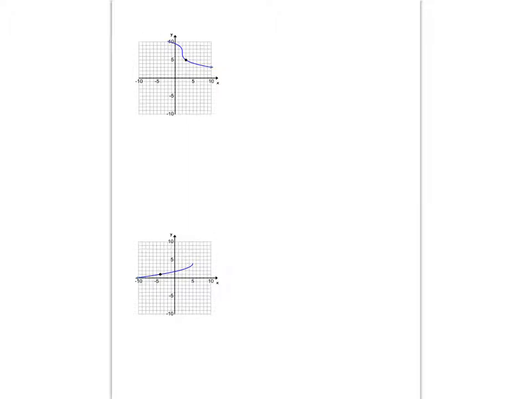All right, let's start with this one. At the top, we'll notice that it's a cube root. So we're going to fill out y equals a times cube root of x subtract h, and then plus k at the end.